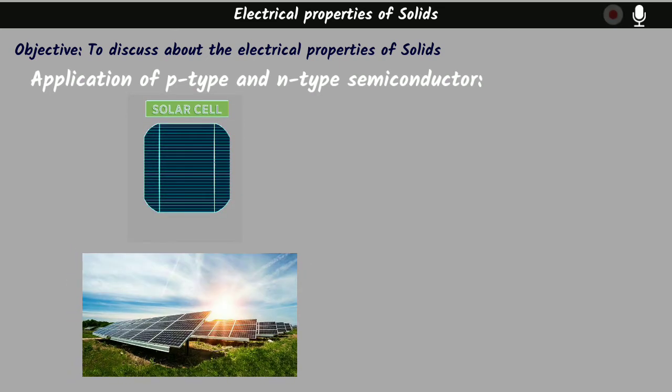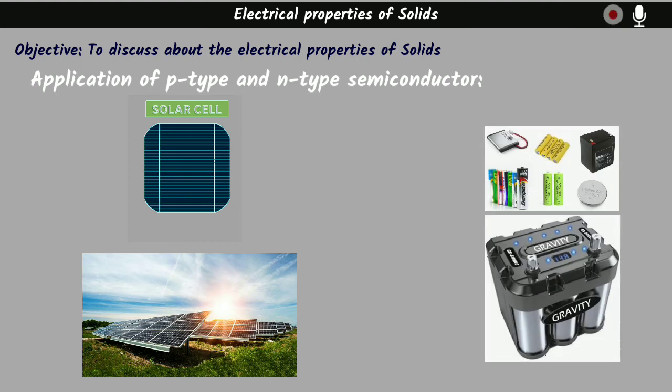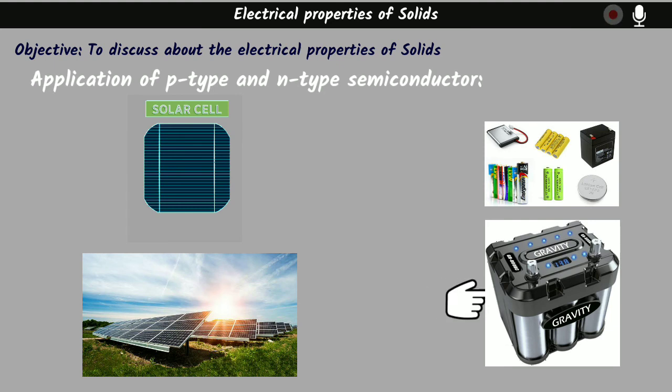So nowadays the researchers are very focused on two main research topics. One is the solar cell and the other is the energy storage device, which includes batteries and supercapacitors also, okay. Supercapacitors are capacitors which can store a very large amount of charge inside them, okay.